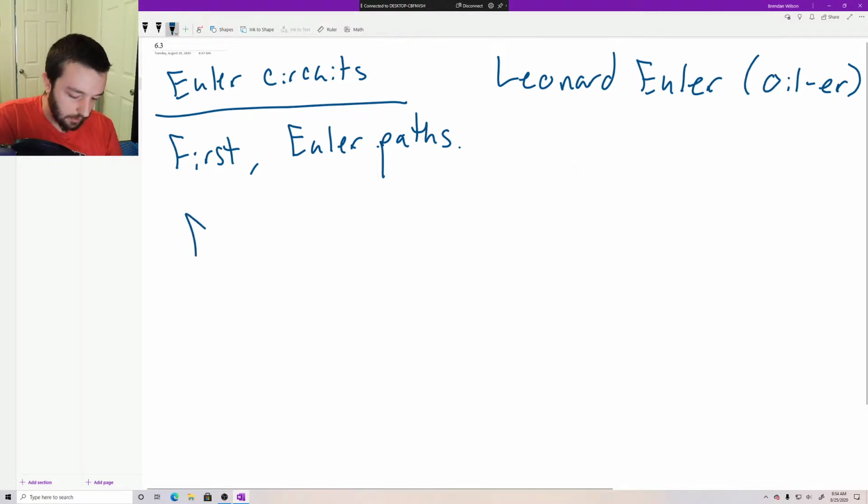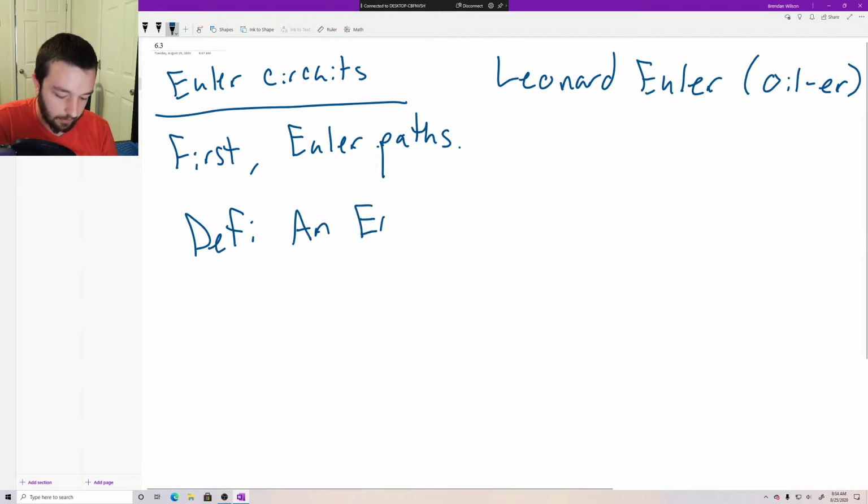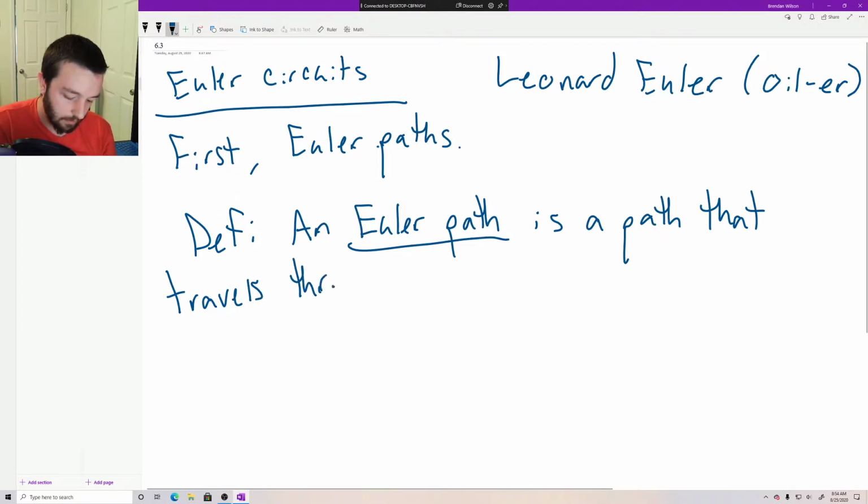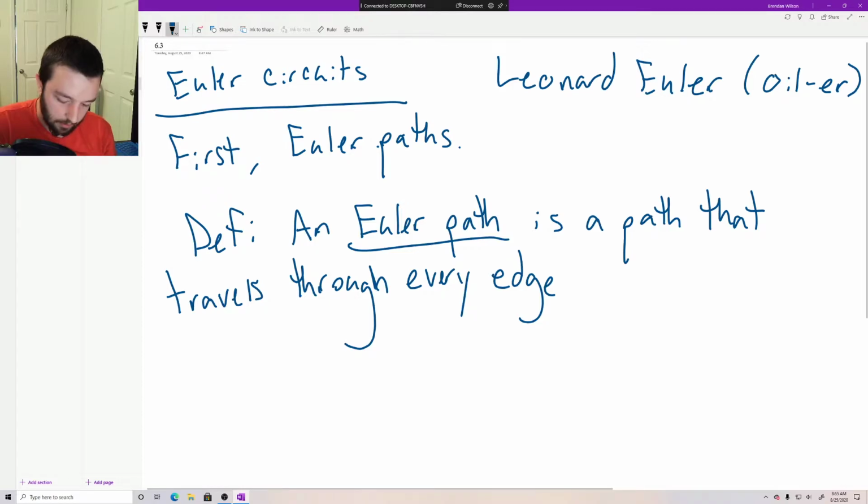So let's just write down the definition of that first. An Euler path is a path. Remember the definition of path from 6.1. That travels through every edge of a connected graph. So this only applies to connected graphs.